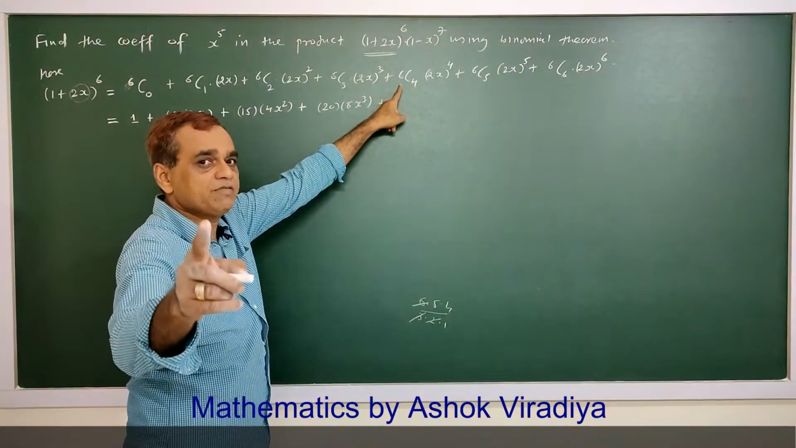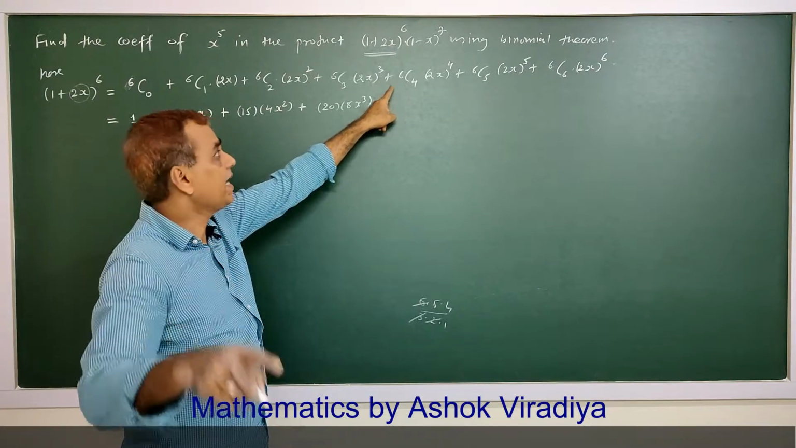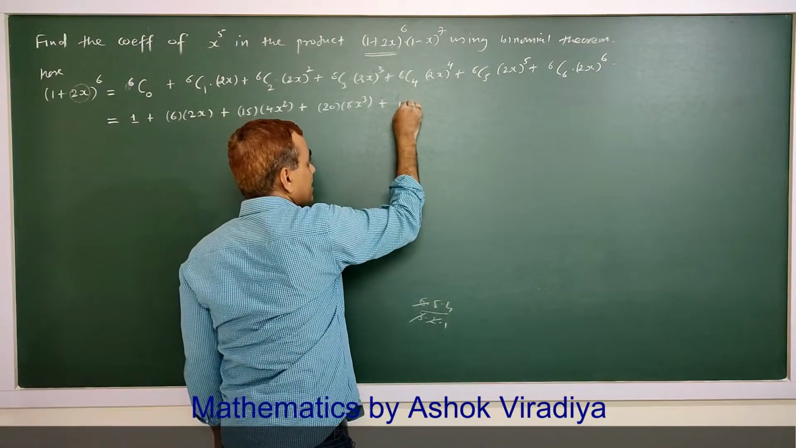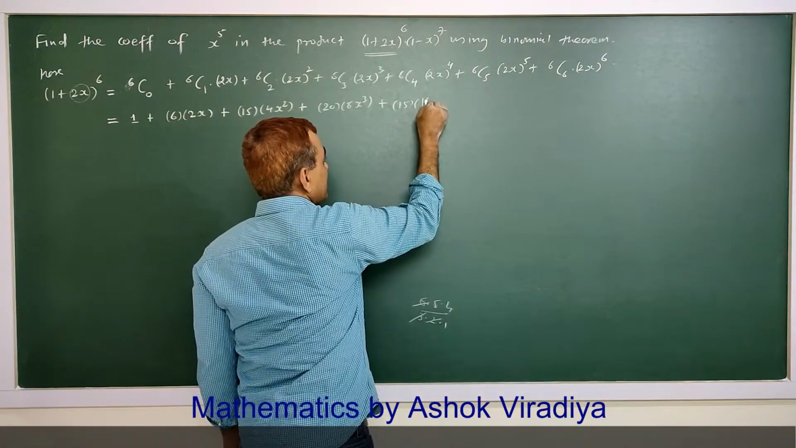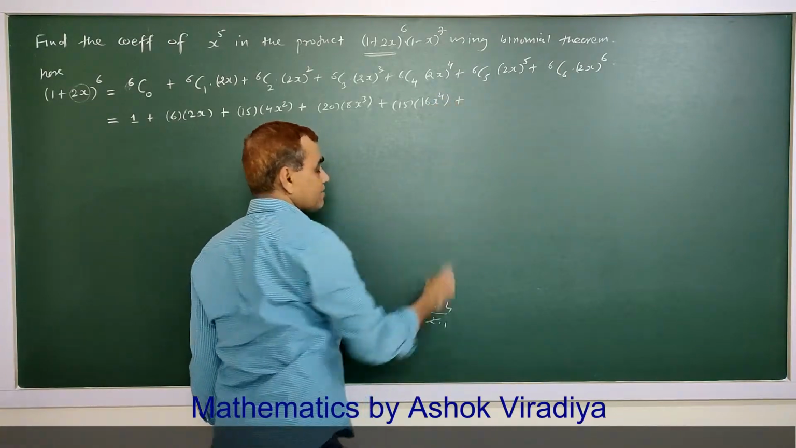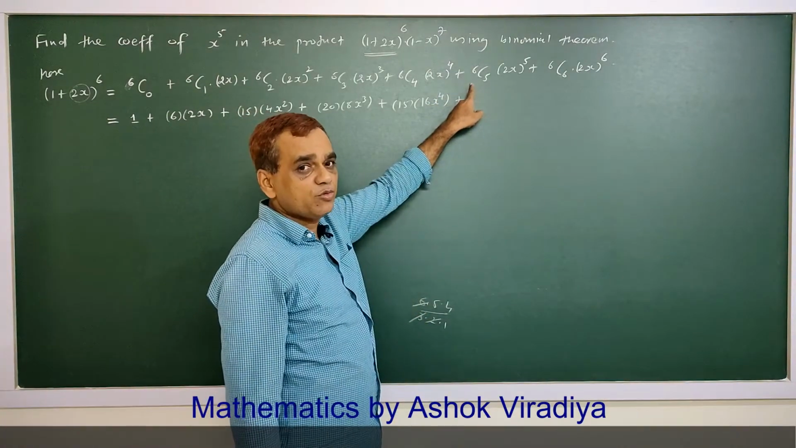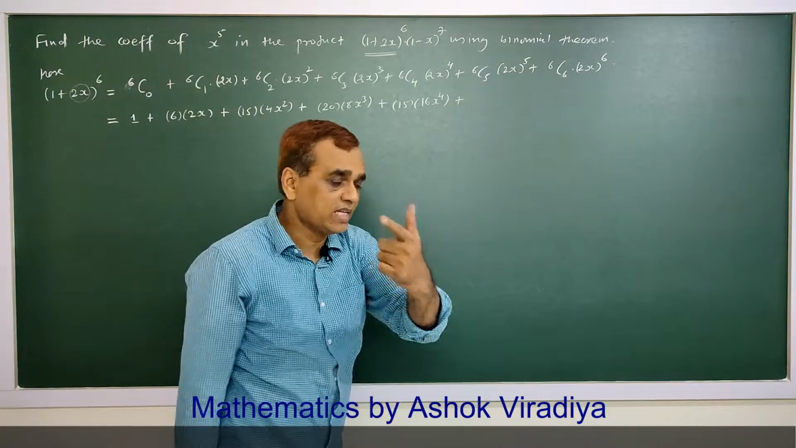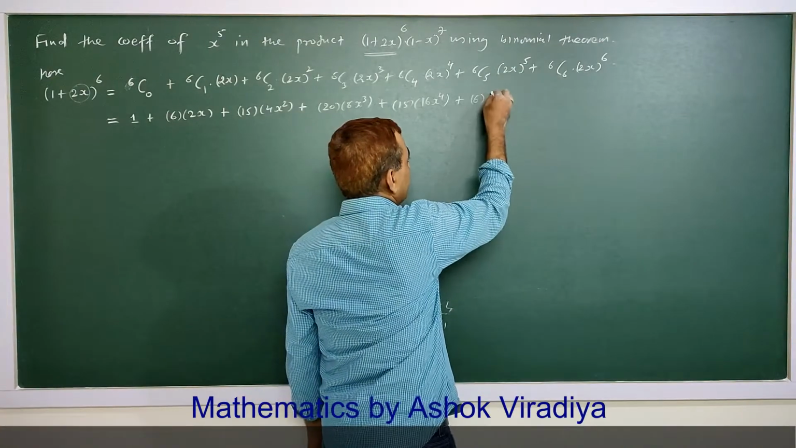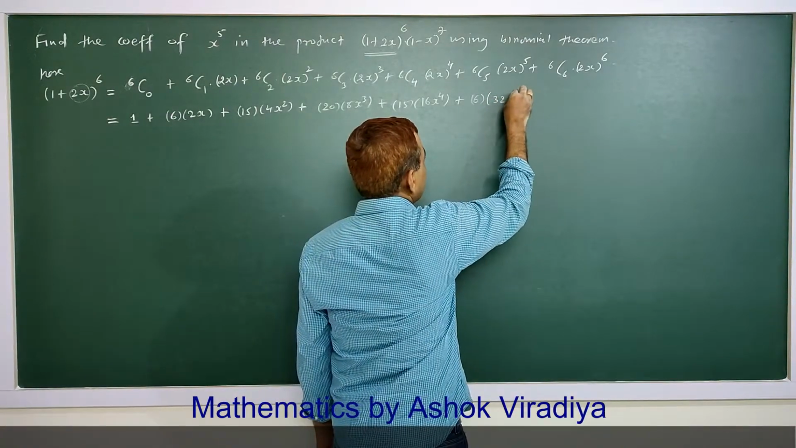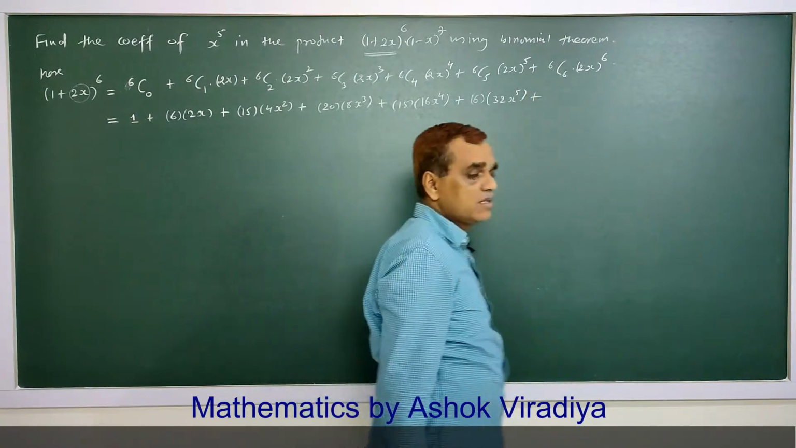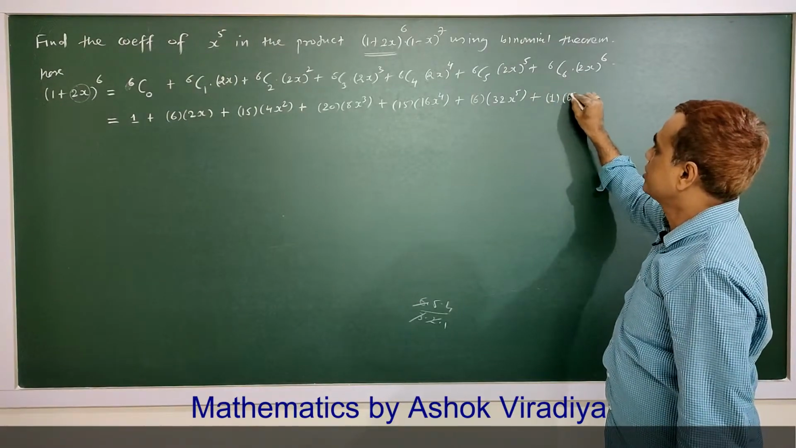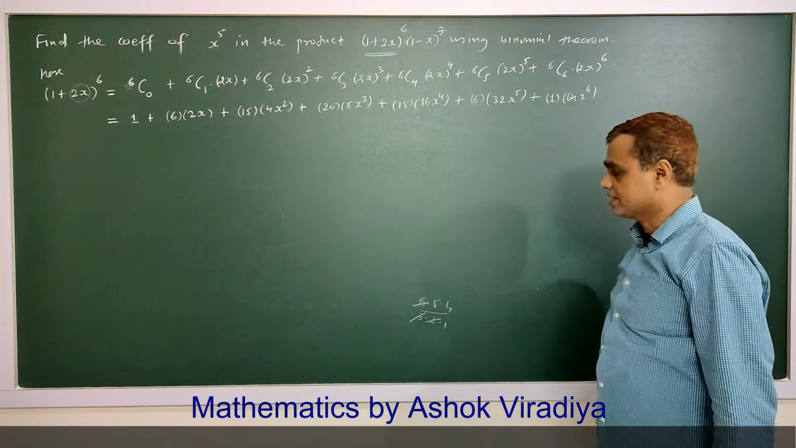6C4. 6C4 is 6C2 and 6C2 is 15. So 6C4 is 15 into 16 times x raised to 4 plus 6C5 is 6. 6C5 is 6, into 32 times x raised to 5 plus 6C6 is 1 into 64 times x raised to 6.